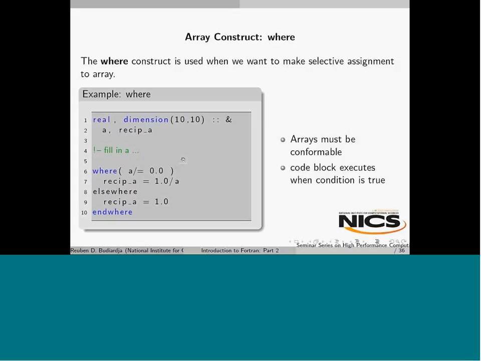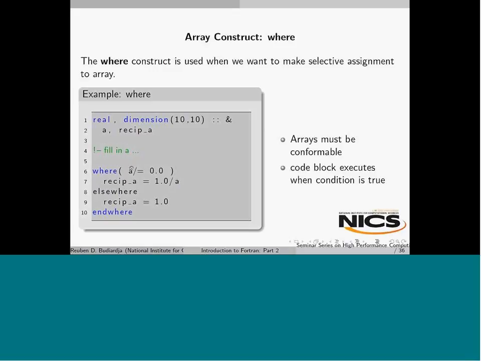Array construct. The where construct is used when we want to make selective statement assignment to an array. So here's an example. Suppose I have A and another array for the reciprocal of A. If A is 0, I do not want to compute the reciprocal of A, because that will be undefined. So here, where A not equal to 0, the reciprocal of A is 1 over A.